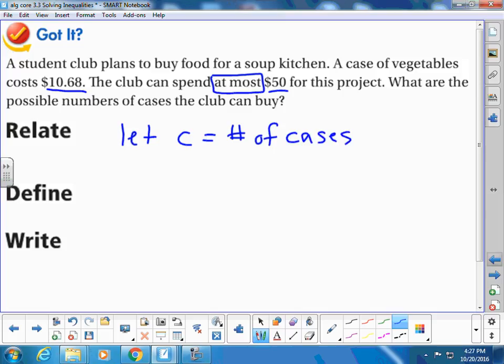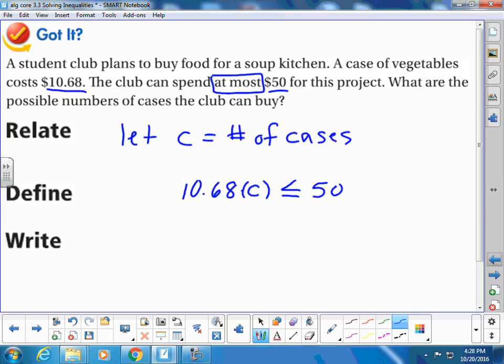A student plans to buy food. A case of vegetables costs $10.68. So I know it's $10.68 per, which is multiplication, case. So for every case, it's going to be 10.68. So I'm multiplying 10.68 times C, the number of cases, and at most $50. So it has to be less than or equal to $50. I can't spend more than $50. I can only spend 50.